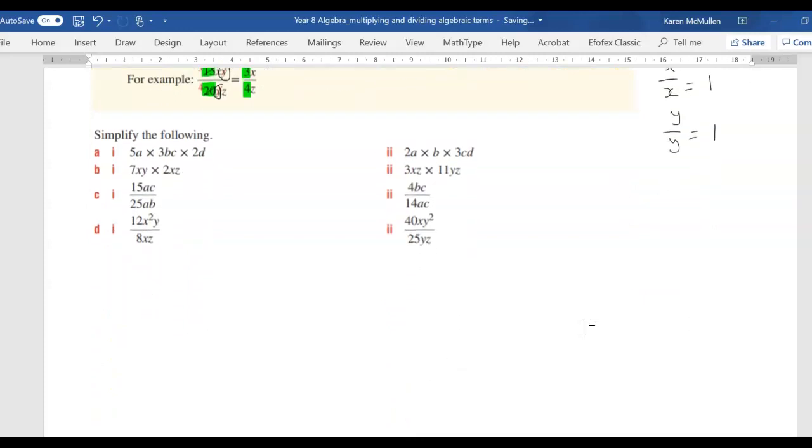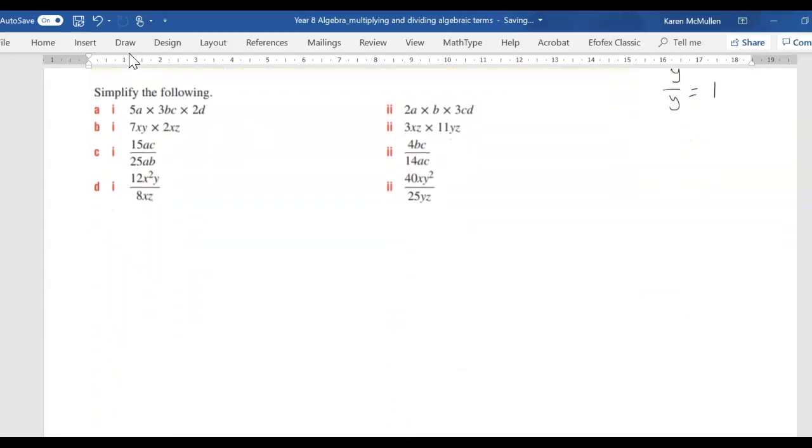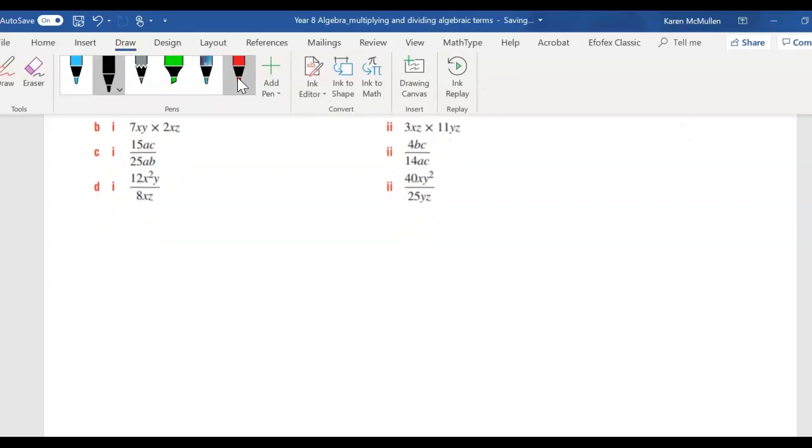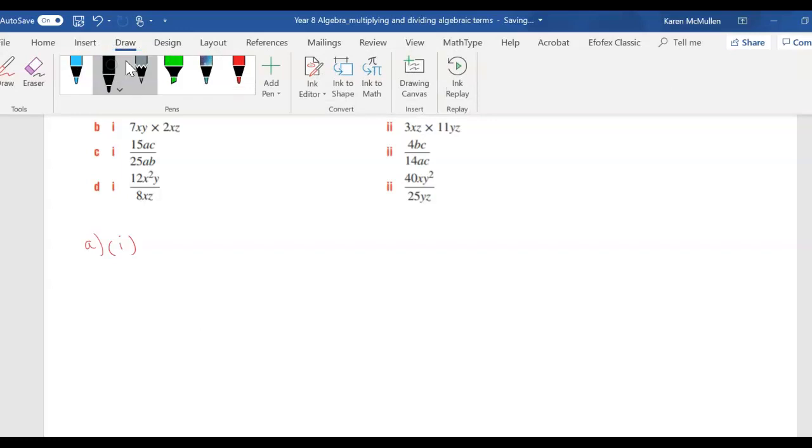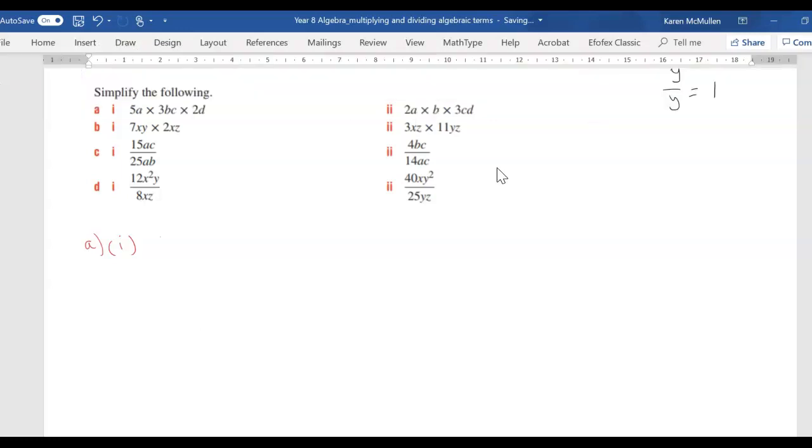All right, so we've got a few more questions here than the previous video. So let me just get set up. All right, so the first one, remember that they don't have to be like terms for you to multiply. So we've got 5a times 3bc times 2d. So I would always do the coefficients first.